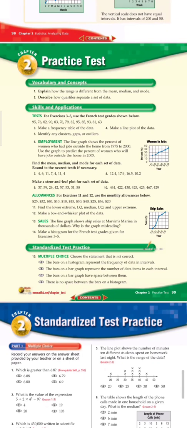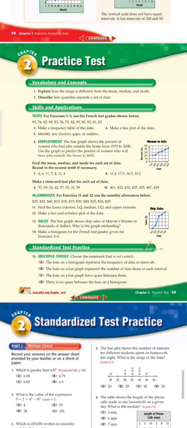Make a histogram for the test grades given for exercises 3 to 5. Standardized test practice. 15. Multiple choice. Choose the statement that is not correct.